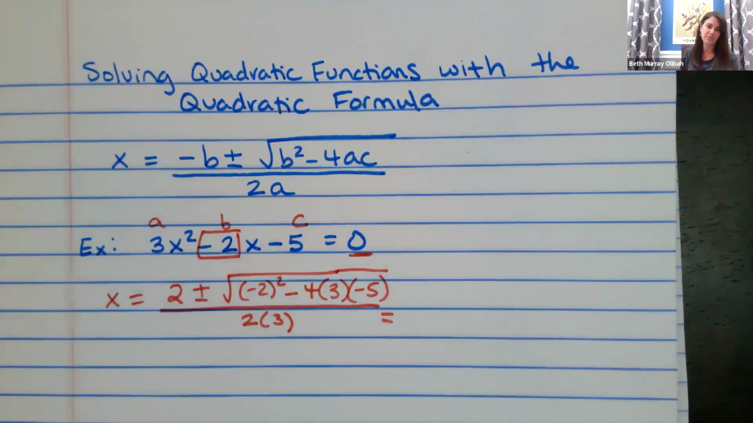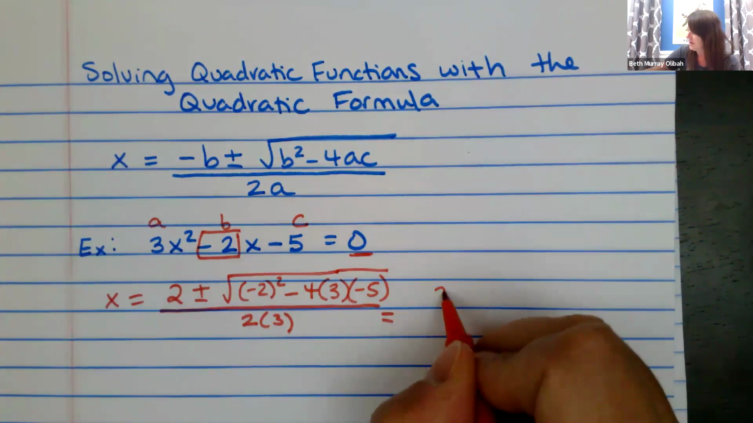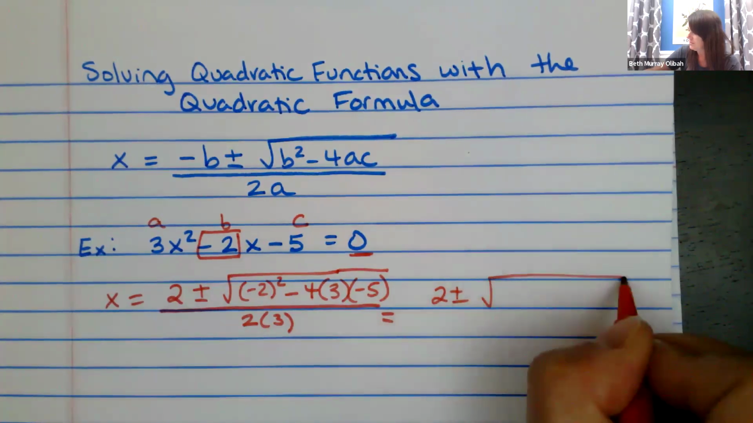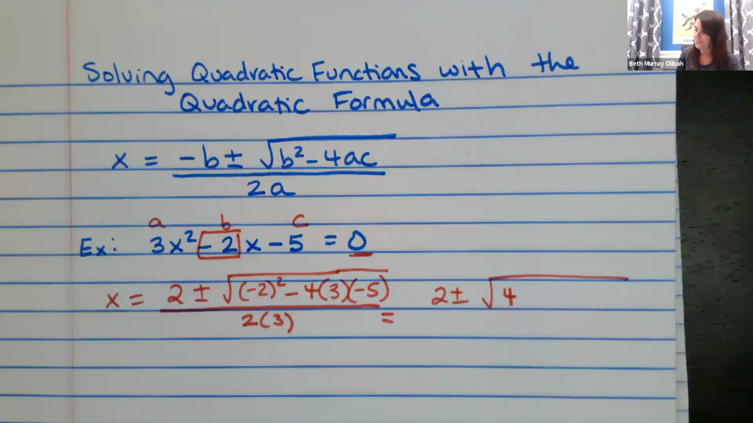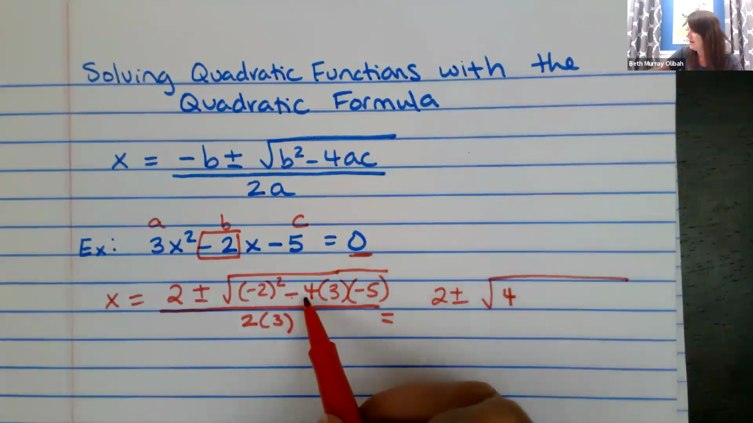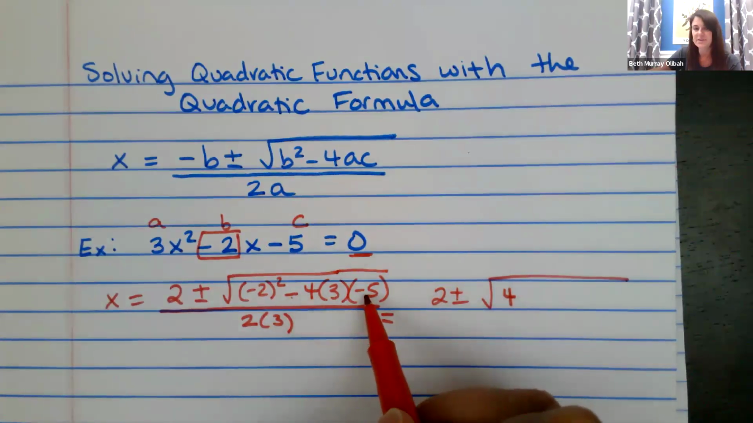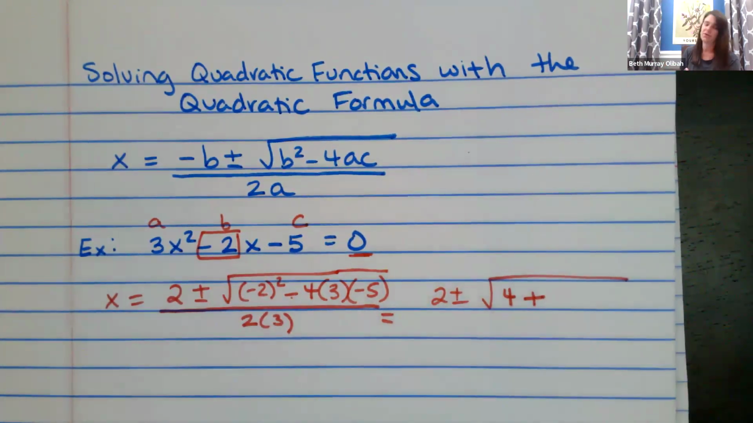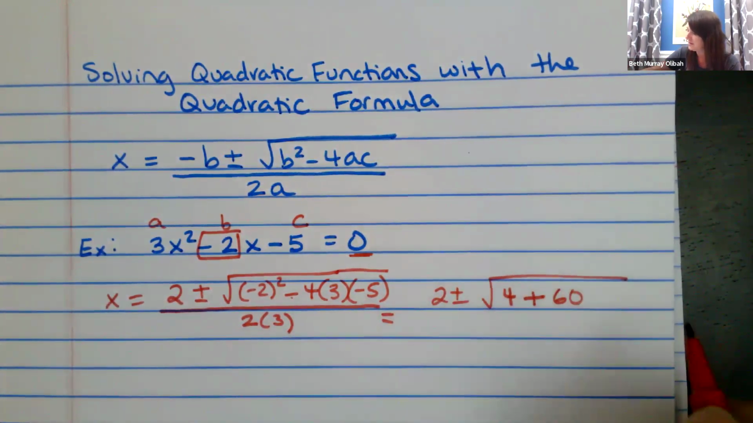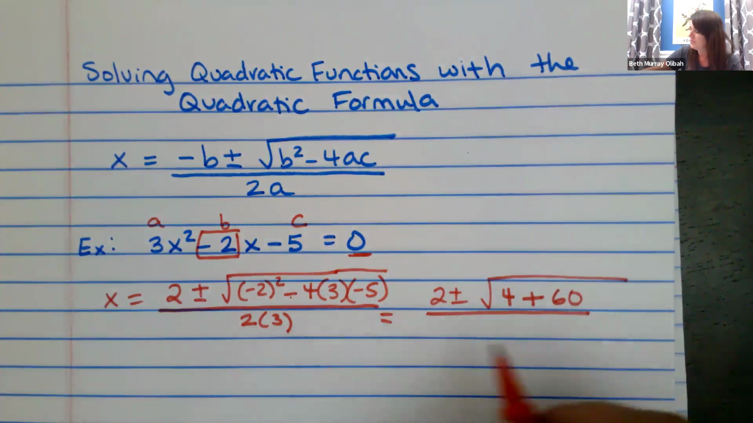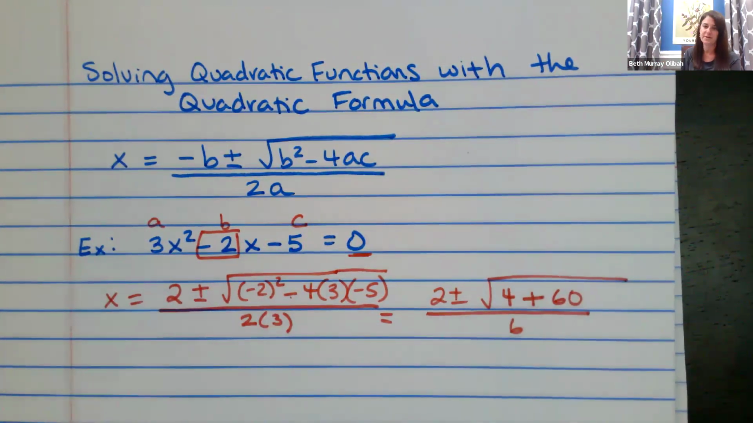Now you start working on this with order of operations. So you're definitely going to start in that square root sign. -2 squared is +4. If I have a -4 times a 3 times a -5, which is basically what this is, two negatives are going to turn all of that into a plus. So now I really just need to think what's 4 times 3 times 5. So 12 times 5 is 60. And that is all over 2 times 3, which is 6.